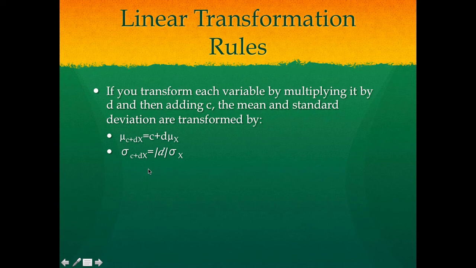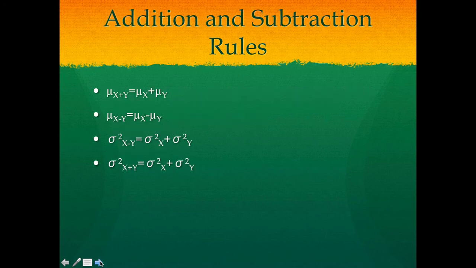For the standard deviation, you take the absolute value, that's what these two lines are, of whatever you multiplied it by. That makes sure that you don't end up with a negative standard deviation, and you multiply that by the standard deviation of your original set of data. So if for some reason you were multiplying all the data by -3, for your standard deviation, you would multiply your original standard deviation times +3.